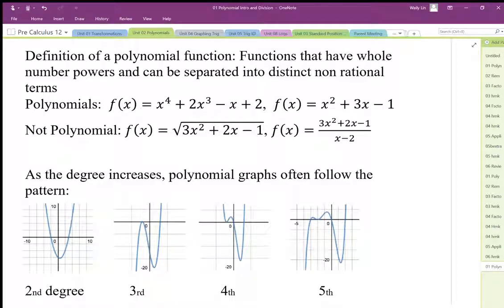A polynomial function has to have whole number powers, so it can't have rational powers and roots in there. It can't have negative powers, so it can't be rational, and it has to have whole number coefficients. Technically, that's how we define a polynomial function. So these would be examples of polynomials. These would be examples of non-polynomials. So there's a rational function here, a root function here.